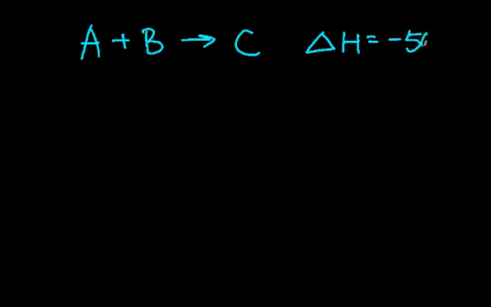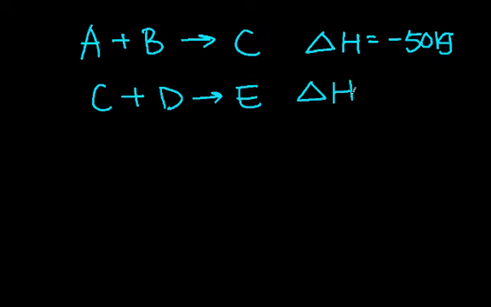Let's suppose we had some reaction that had reactant A and reactant B, and maybe we made some product C. And let's say the enthalpy change is maybe negative 50 kilojoules. Let's suppose we had another reaction where we took the product C and added some reactant D, and it formed some product E. And let's suppose the enthalpy change for this reaction was positive 25 kilojoules.